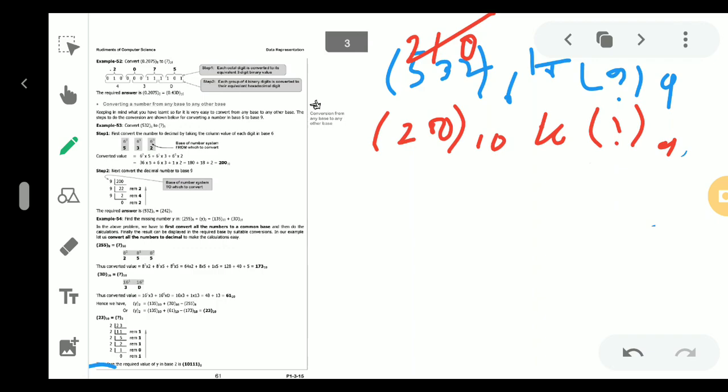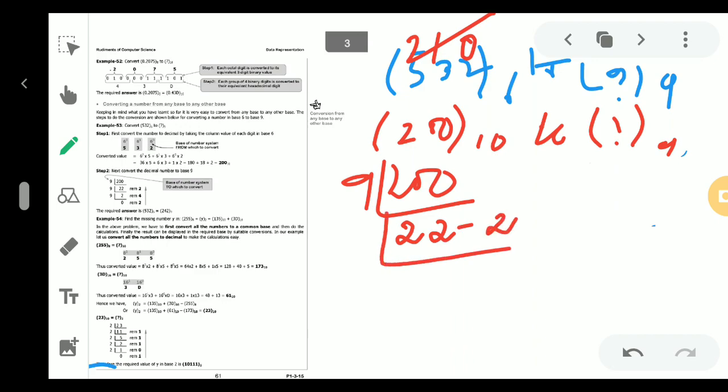From base 10 to base 9 conversion, what is the rule? If you convert a decimal number into any other base, we have to divide that decimal number by the base we want to convert to. I want to convert it into base 9, so 200 is divided by 9. 9 twos are 18, 20 minus 18 becomes 2. Again comes 0, again 9 twos are 18, 20 minus 18, the remainder is 2.